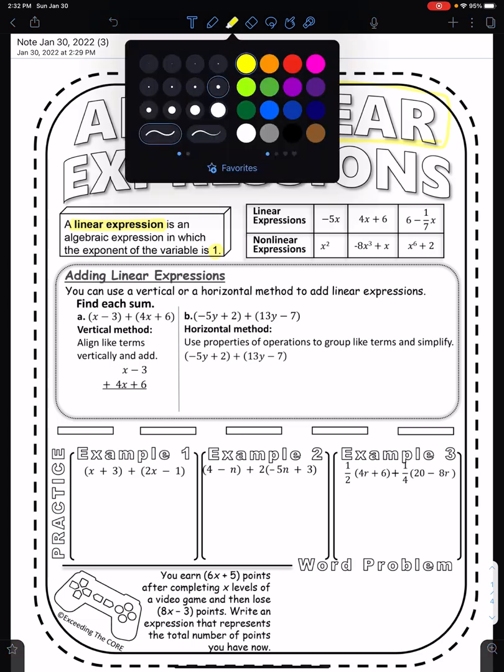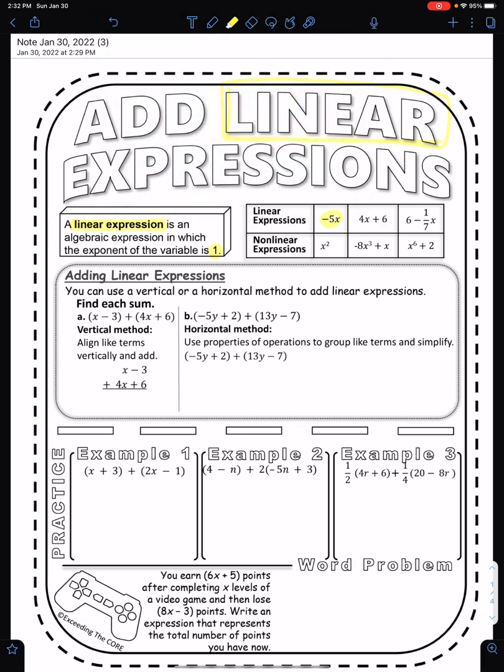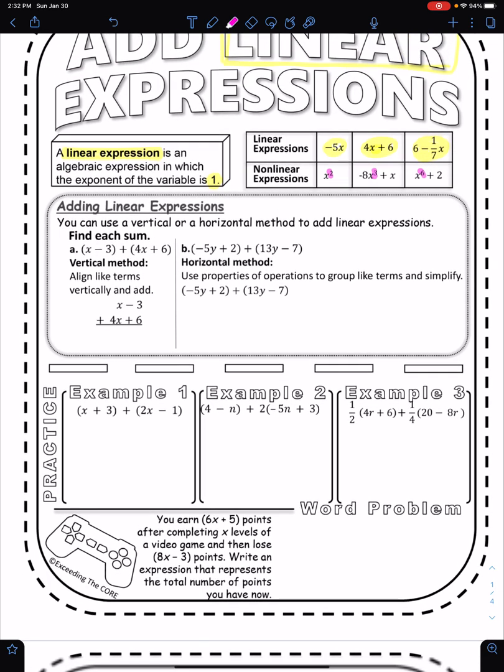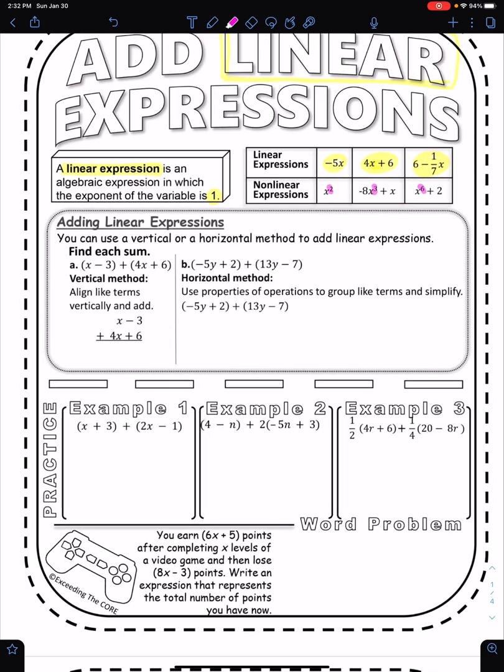So examples of linear expressions would be any of these, because you'll see the variables don't have an exponent on them, which really means the exponent is 1. And then nonlinear expressions would have that variable on there. So anytime it has an exponent that's not a 1, it's disqualified from being linear. And your book just covers linear expressions, so that's what we're going to be talking about. So we're going to add linear expressions. They're going to take two expressions, put them in parentheses to show you that they're two separate expressions, and ask you to add them.